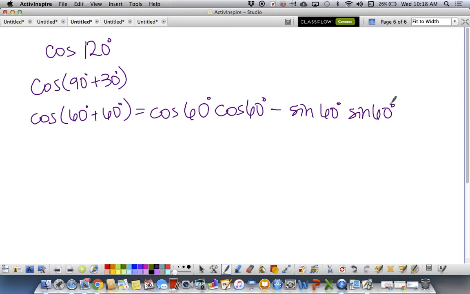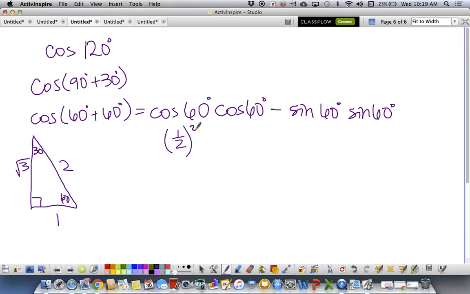What is cosine 60? Actually, not necessarily about 60, but what is cosine 60? 1/2. Could I say cosine 60 times cosine 60 is really cosine 60 squared?